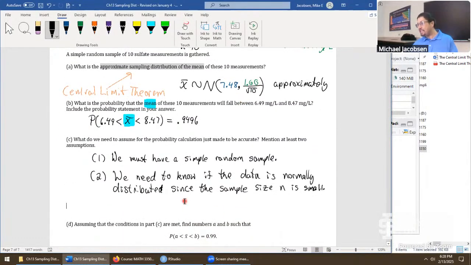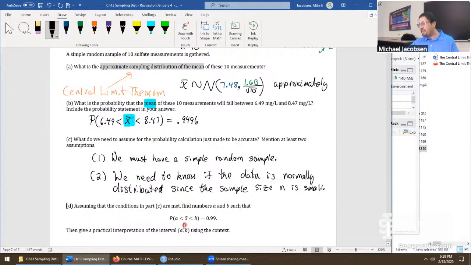But for part D, we're going to turn this around and find out what values A and B we need to find to get this probability here, 0.99. Then we'll give a practical interpretation of the interval AB after we find it. Any questions first, folks, with part C, or anything that you'd like to add? Okay, let's give part D a try. Oh, we got a chat. How do we find part D based on B?